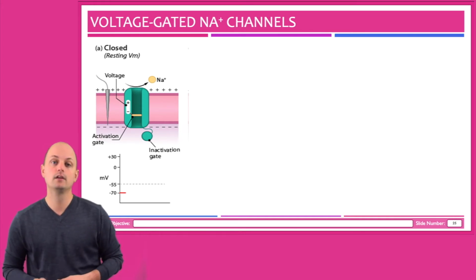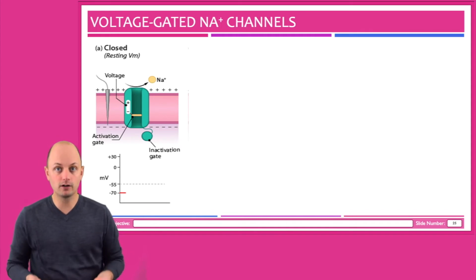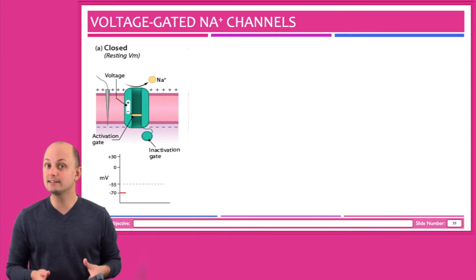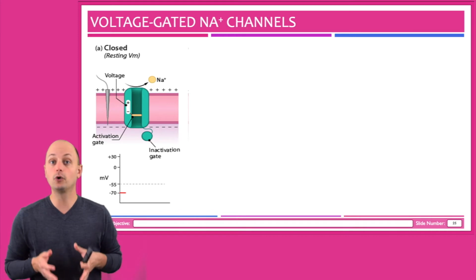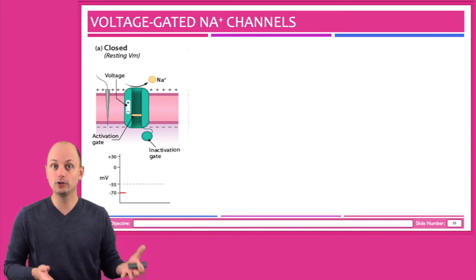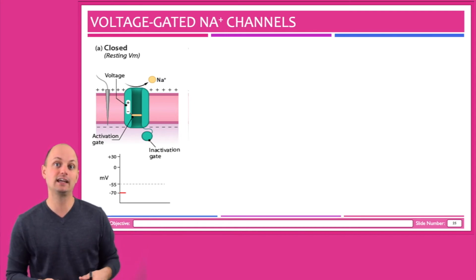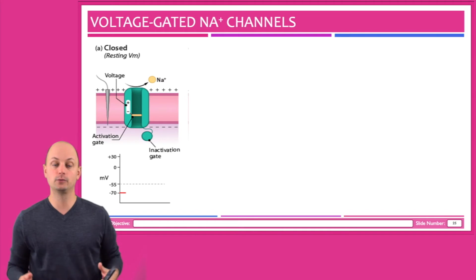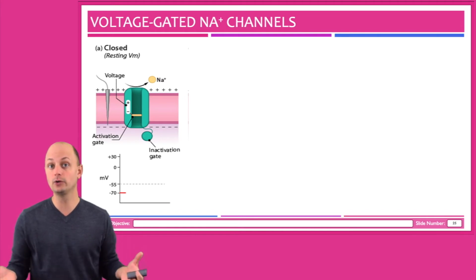So from this first part of the diagram, we can see that at resting membrane potential, this voltage-gated sodium channel is in a closed state. Its activation gate is closed and its inactivation gate is open. So again, with this configuration, we say that it's closed, and this happens at resting membrane potential.